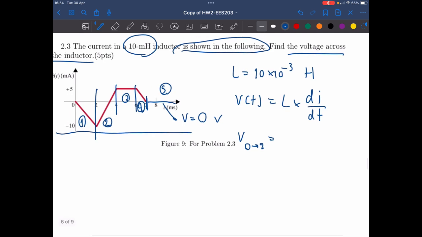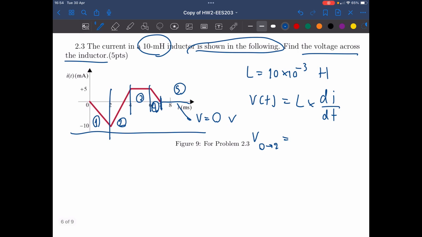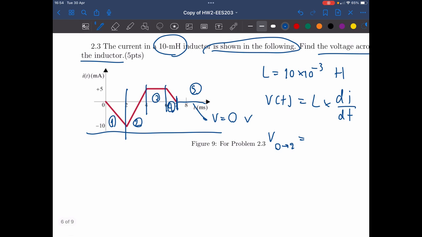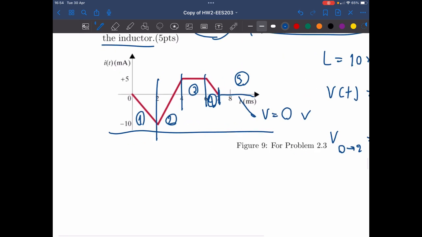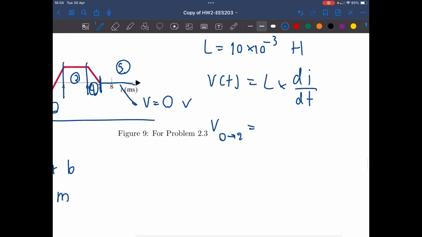So in this case, the change of I with respect to t is also equal to the slope, because you know that, for example, in a simple line equation, Y equals the slope m times x plus the constant b, when we take the derivative of Y divided by x, we will get the value which is the slope itself. So let's apply this concept to each part here.